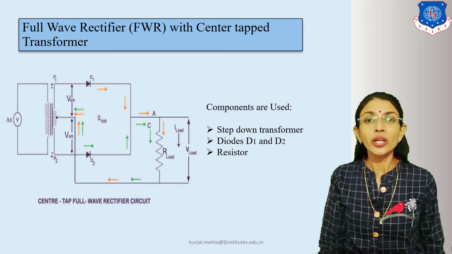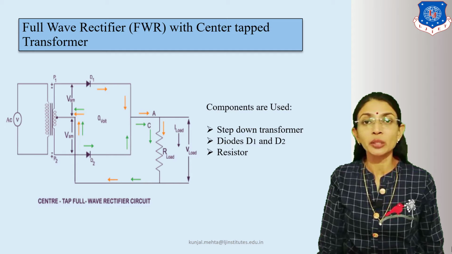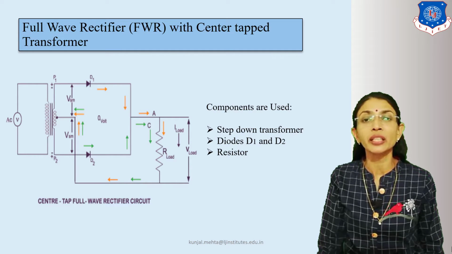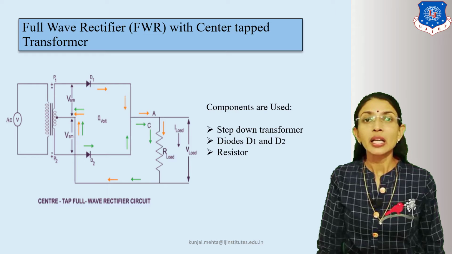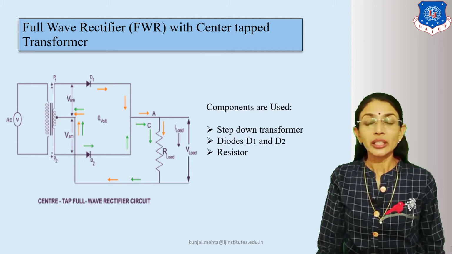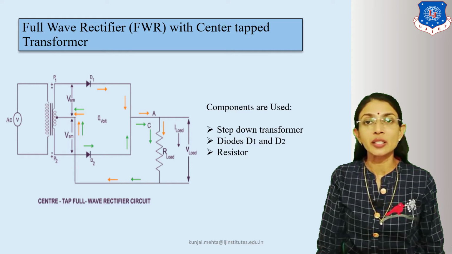Here, one resistance is required. Which are the main components? Two diodes and one load resistance. Input is applied to the primary of the circuit diagram and output will be collected at the load resistance. So this is the circuit of the center tap full wave rectifier using two diodes.